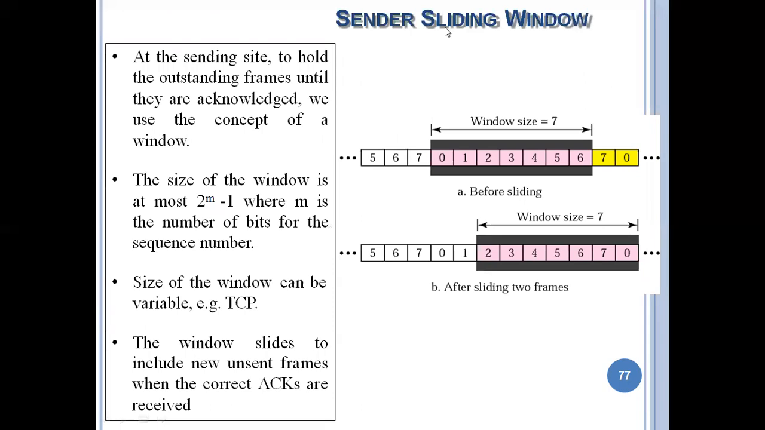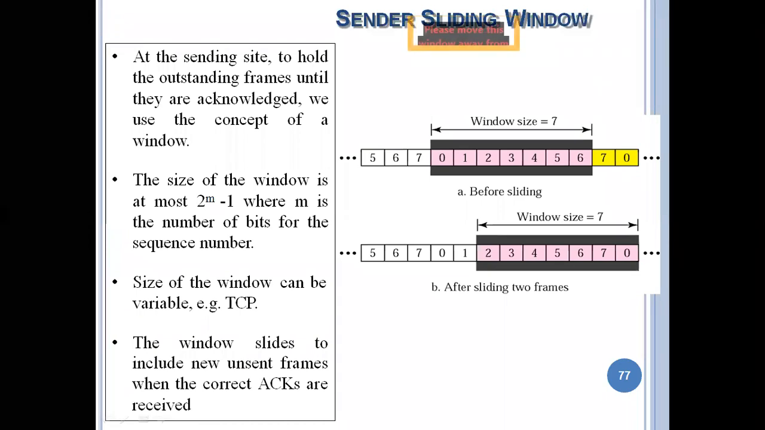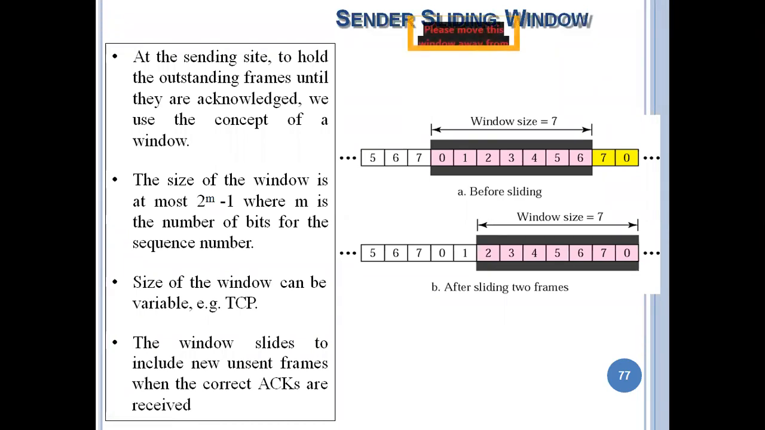Now the sender sliding window. At the sending side, to hold the outstanding frames until they are acknowledged, we use the concept of a window. This one is before sending, and this one is after sending. Here the window size is 7. You can observe this example: the window size is 7, and this is before sending, before sliding.